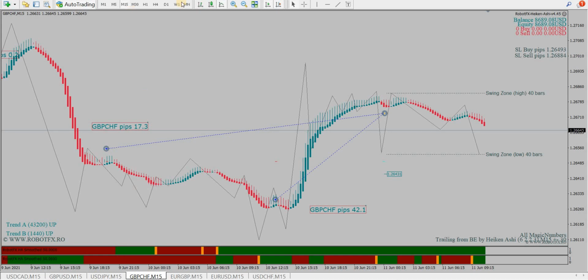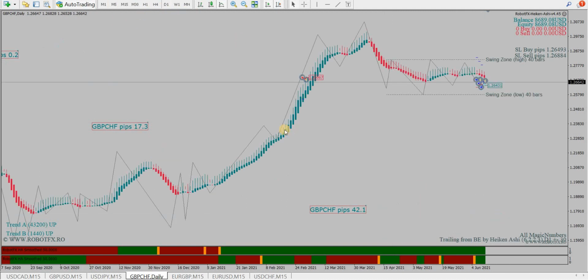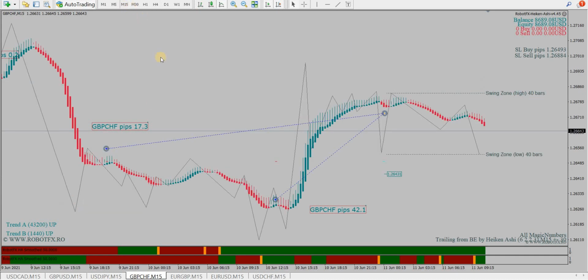So this is the 1 month chart indicator showing the Heiken Ashi on the 1 month chart. It shows an uptrend, and then on 1 day it's also an uptrend. And by the way, the one attached on the chart is the current chart, current time frame. So going back to M15, this is the one that determines the entries and the exits of the trades.